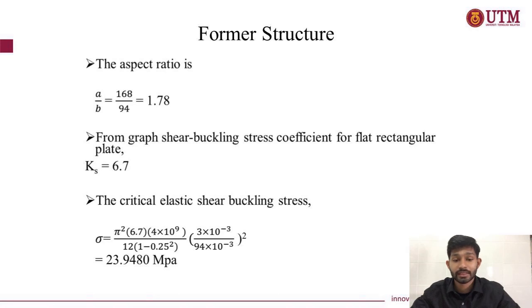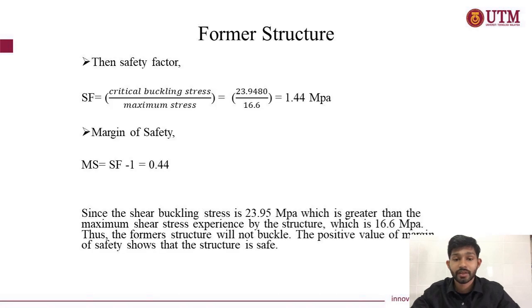Then we calculate the critical elastic shear buckling stress, we get 23.9480. Then we calculate the safety factor, we get 1.44, and the margin of safety obtained is 0.44. And from there we can conclude that the shear buckling stress is 23.95, which is greater than the maximum shear stress experienced by the structure. Thus, the former structure will not buckle. Margin of safety also is positive, which shows that it's safe.